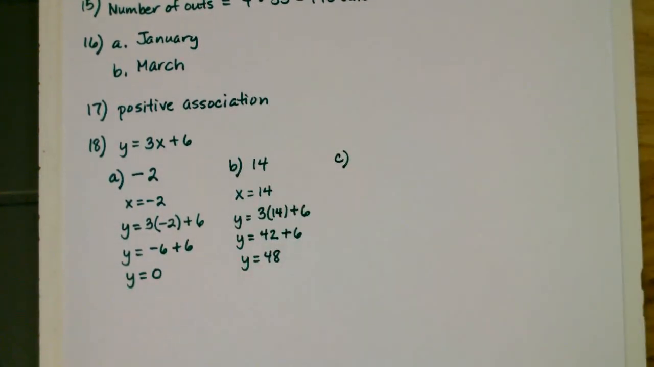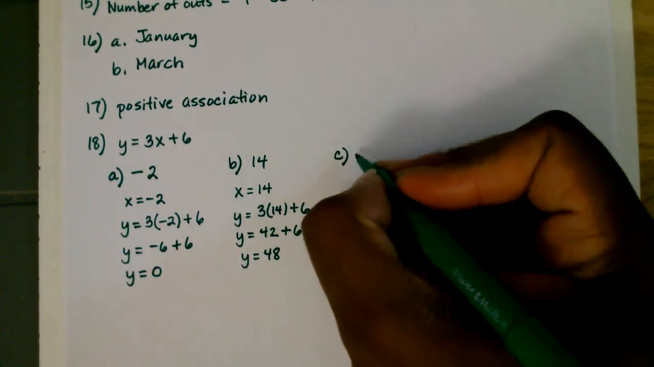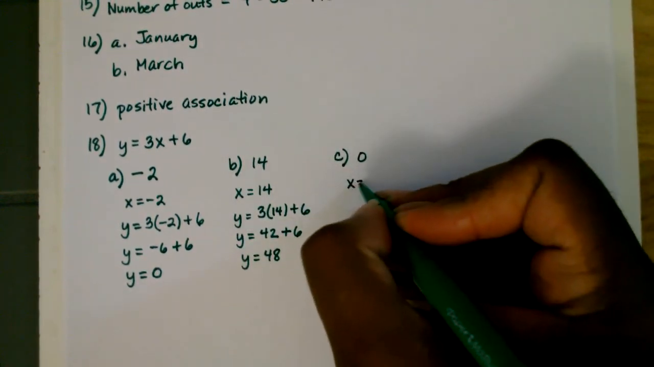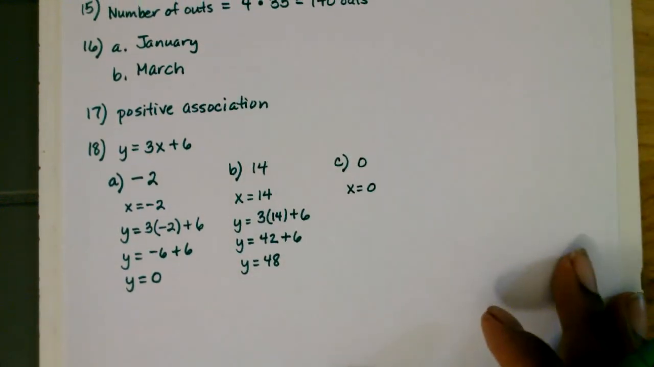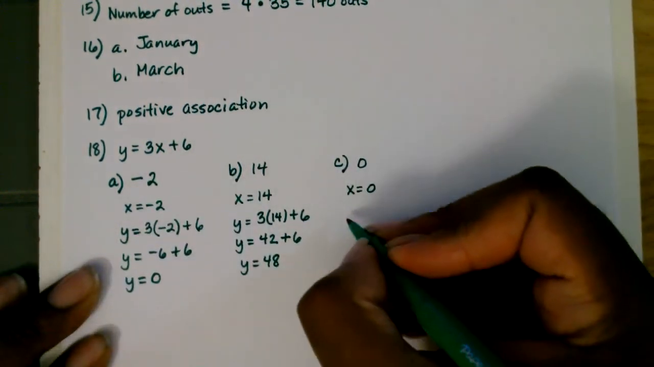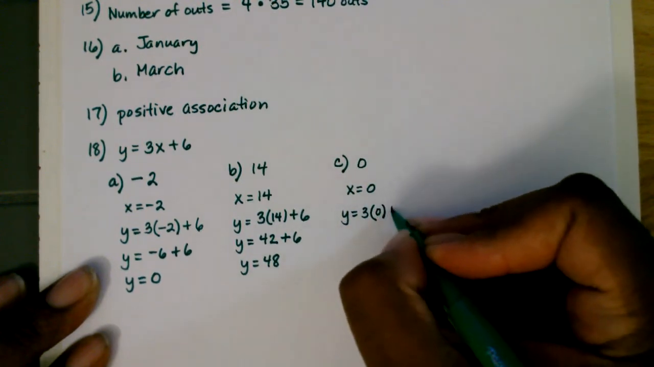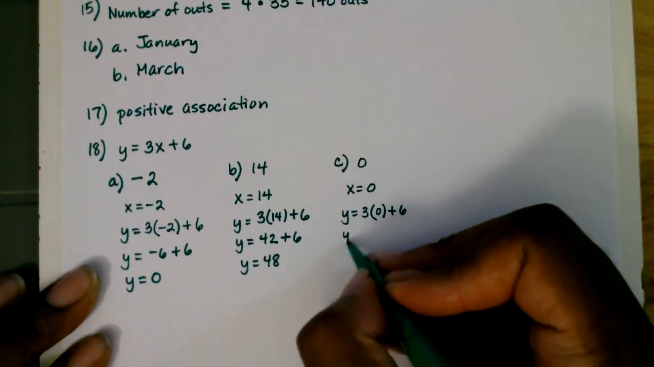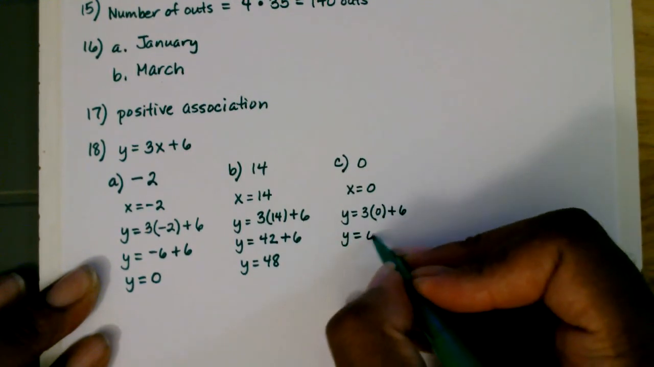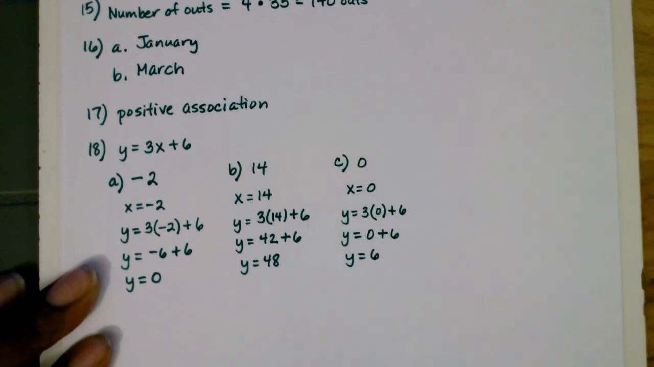And then part C has 0. That would mean x is equal to 0. So we just substitute the x with 0 in y equals 3x plus 6. So this will be y is equal to 3 times x, which is 0, plus 6. And then 3 times 0 is 0. 0 plus 6 will be 6.